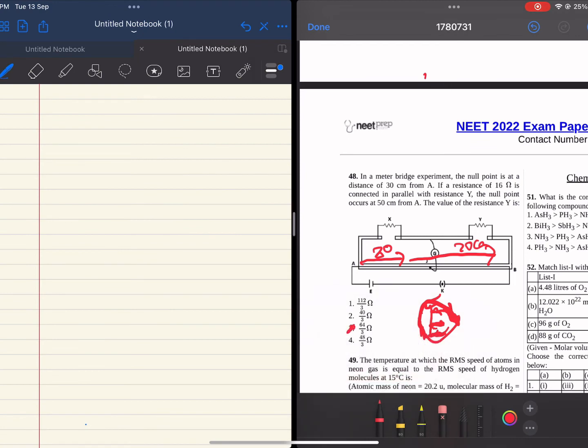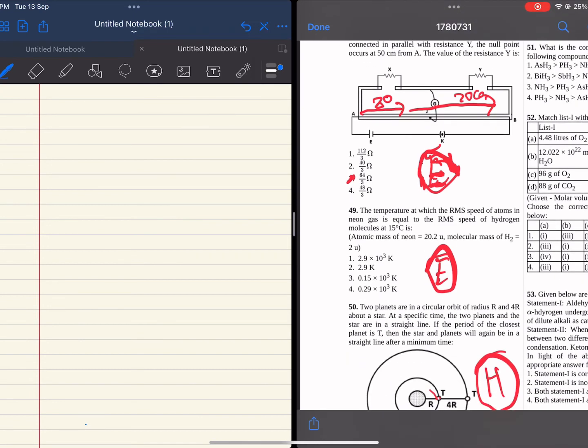The 49th question. The temperature at which the RMS speed of atoms in neon gas is equal to the RMS speed of hydrogen molecules at 15 degrees Celsius is. We know RMS speed is given as root 3RT by molecular mass. So if their speeds must be equal, the temperature by molecular mass quantity should be equal, because the R value is not going to change. It's the universal gas constant, and the 3 is the same for both.